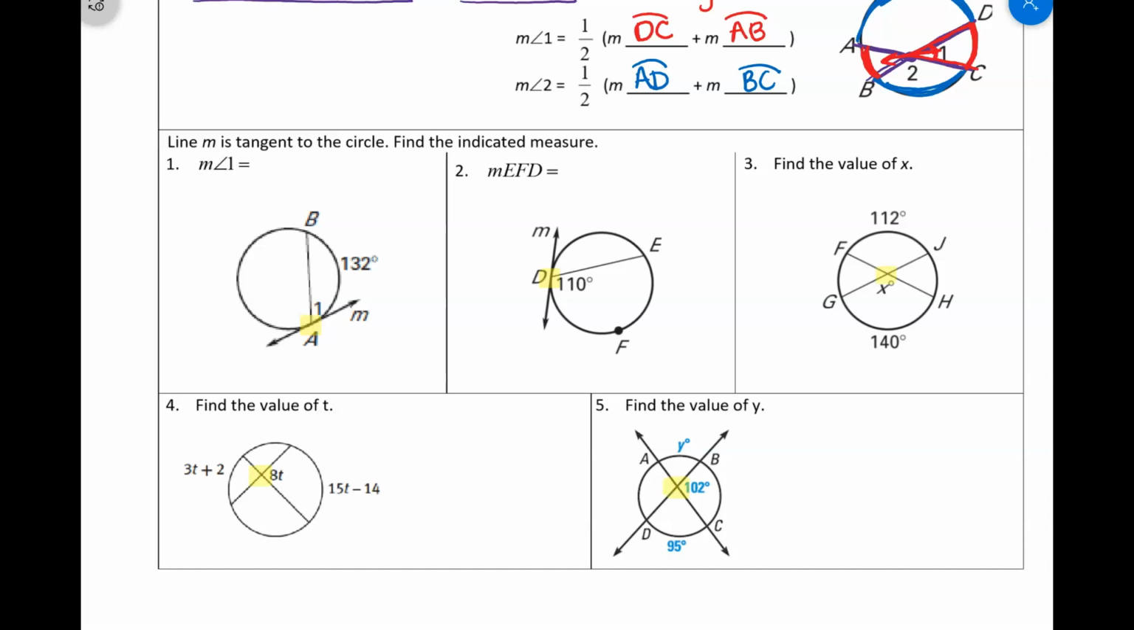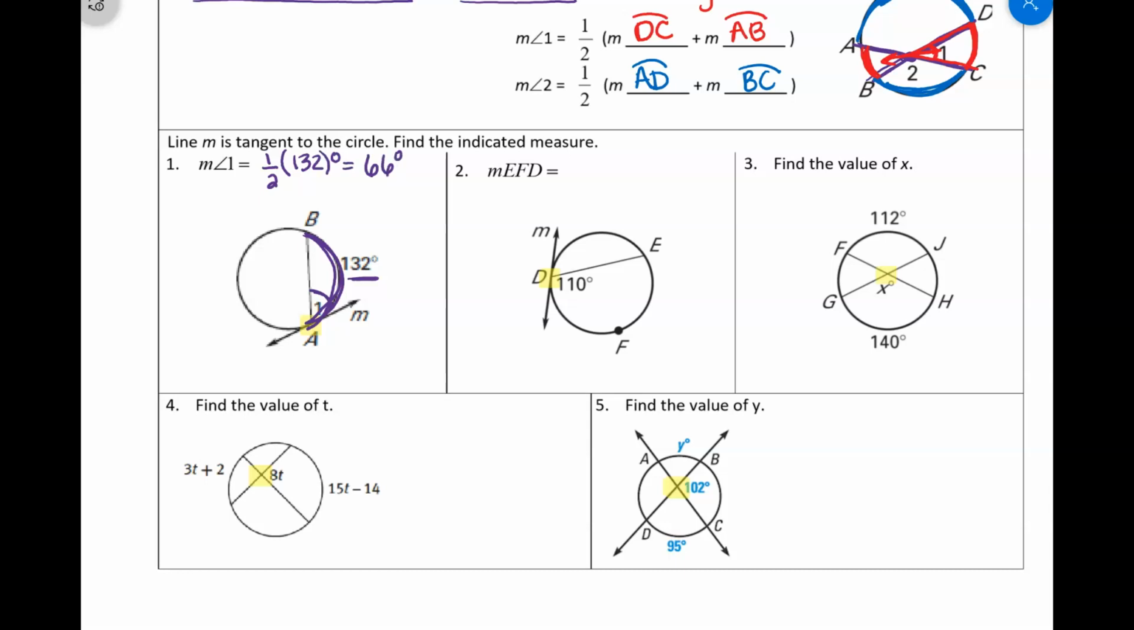So the 2 that are on the circle, that is going to be theorem 10.11, where you take only half of the intercepted arc. If I am looking at angle 1, it is intercepting this arc, which is 132 degrees. So the measure of angle 1 is 1/2 of 132 degrees, which is 66 degrees.